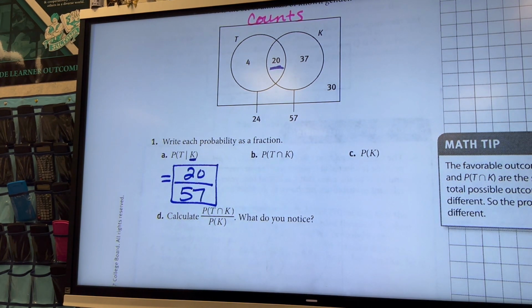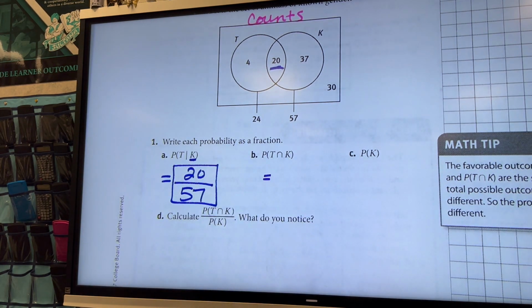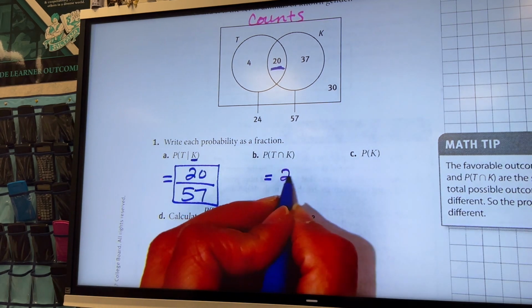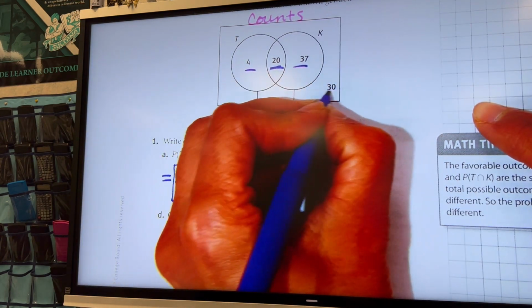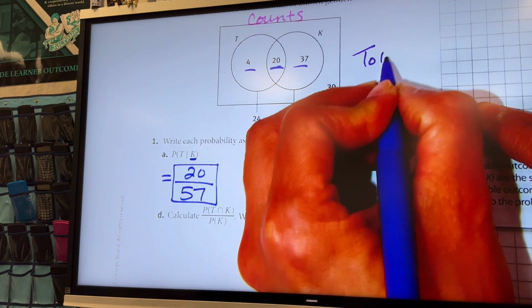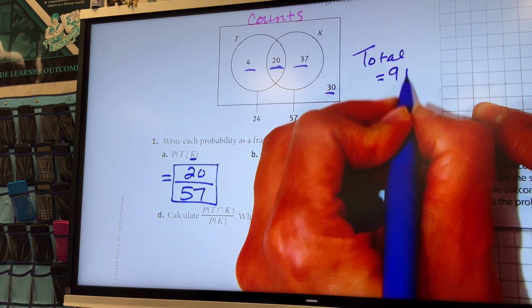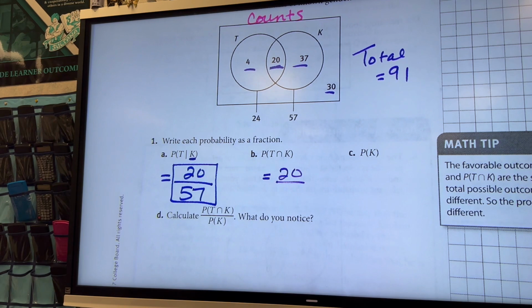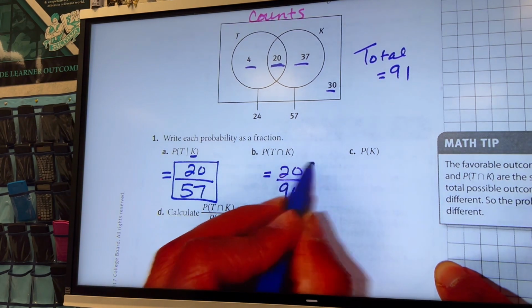Now let's look at just T and K, the probability of T and K. What number represents the and? 20. And we need to put it out of the total because it's not a conditional probability. When it's not conditional, that means it's out of the total. How can I find the total? Adding up all the numbers. Does anyone remember what this total is? 91. 4 plus 20 plus 37 plus 30 adds up to 91. So it is 20 out of 91.